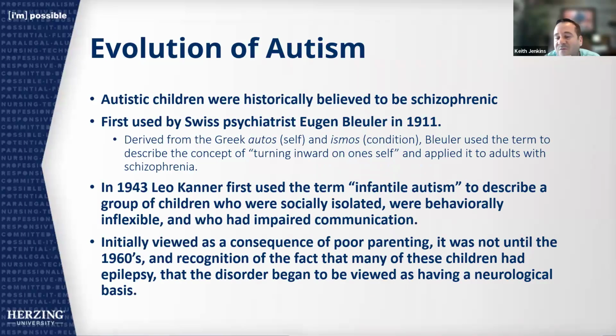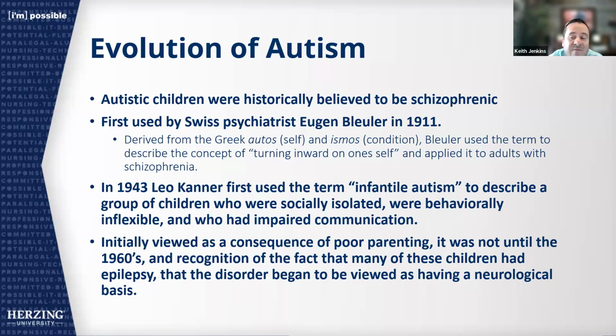So when autism was first identified, these kids were originally thought to actually be schizophrenic. It was first identified in 1911 by a Swiss psychiatrist named Bleuler, and it was later termed autism by a fellow named Leo Kanner in 1943. He came up with this based on observations of behaviors that he saw with these children, which we're going to talk about more a little later.